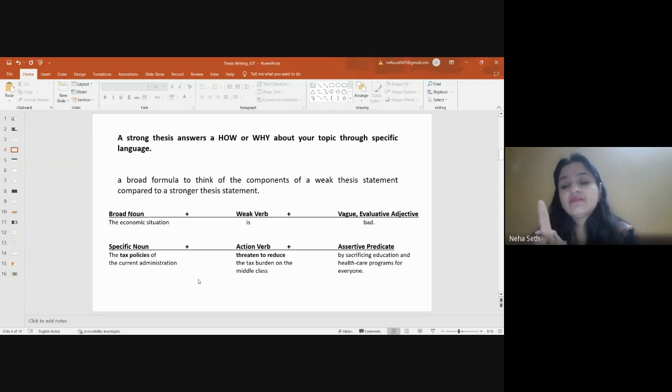And the vague or evaluative adjective is replaced by an assertive predicate. That means bad is replaced by sacrificing education and healthcare programs for everyone. The first statement, the economic situation is bad, is replaced by: the tax policy of the current administration threatens to reduce the tax burden on the middle class by sacrificing education and healthcare programs for everyone.